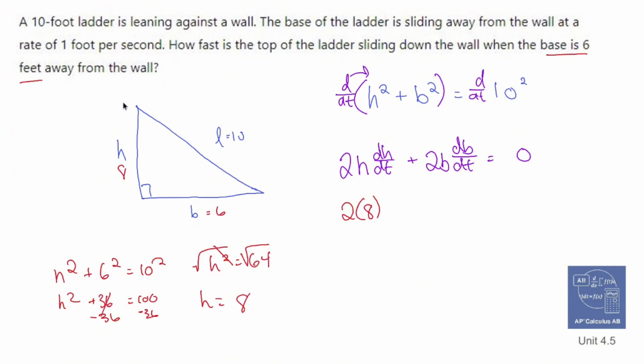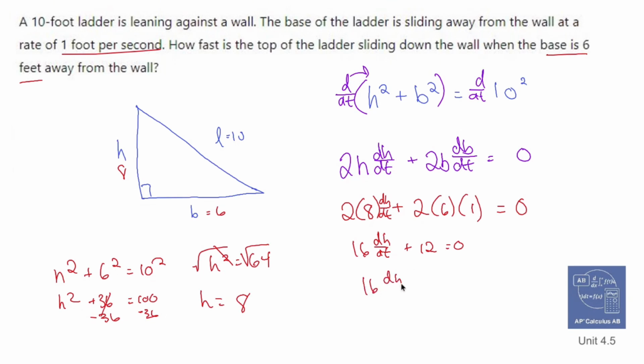So 2 times h, dh/dt is going to be the speed at which the height is changing, and that's what I'm looking for. So 2 times 8 times dh/dt, plus 2 times b, which is 6 at the moment, times db/dt, which is 1 because that's how fast it's sliding away, equals 0. So 16 dh/dt plus 12 equals 0. Subtract 12, 16 dh/dt equals negative 12. Divide by 16, and you get dh/dt equals negative 3/4.